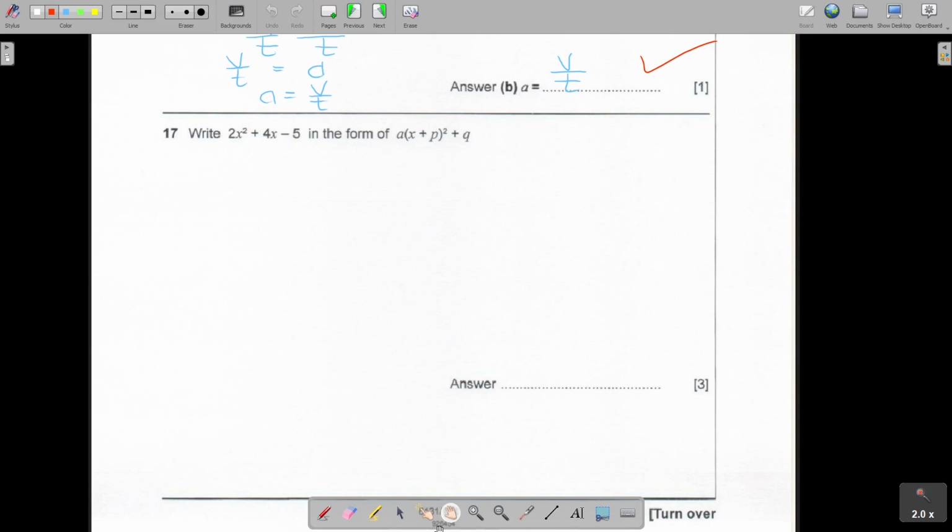Okay, so can you all see that this was an expression? It's not an equation, and they want it in that form. They didn't ask for turning points. They just want it in that form. Okay, so let's start. I'm going to rewrite it first for you.